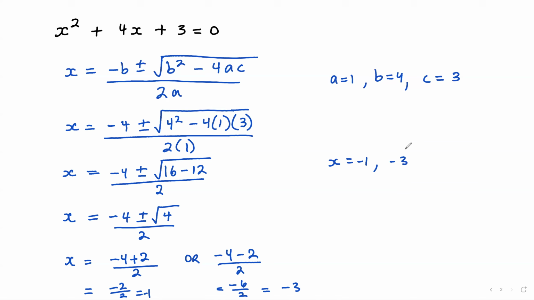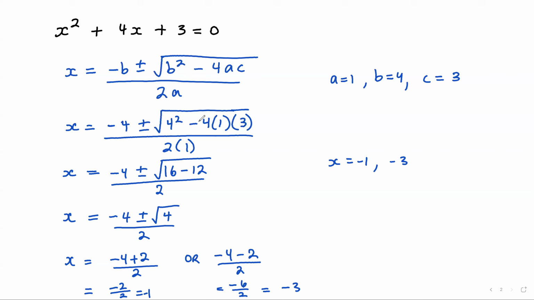Let's go through it again, guys. You first need to identify a, b, and c from your quadratic equation, and then you substitute those values into the quadratic formula. That means wherever you have b, you replace it with 4. Wherever you have a, you replace it with 1. And wherever you have c, you replace it with 3.